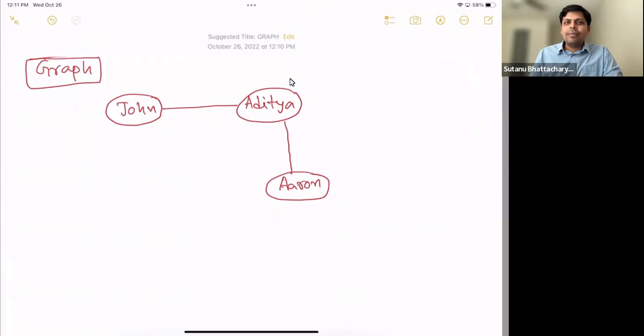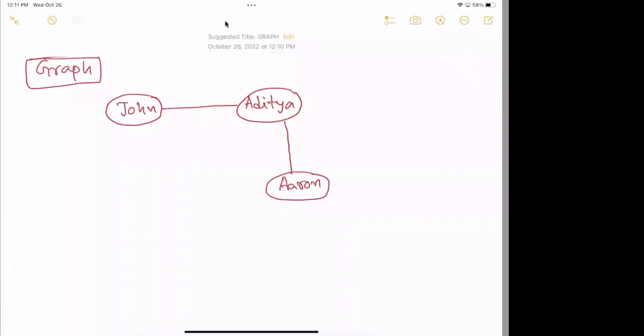I think you can see my screen, hopefully. Okay. Can you see my screen? Yes, sir, it is visible.